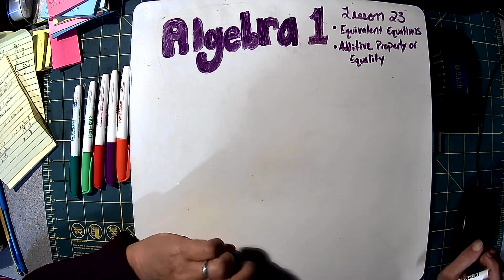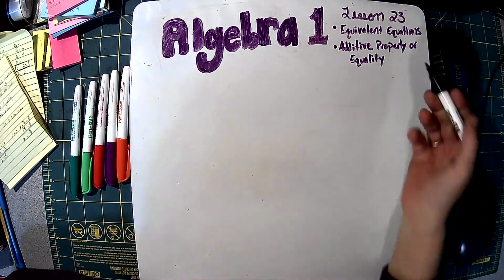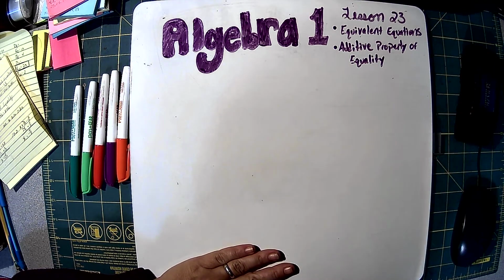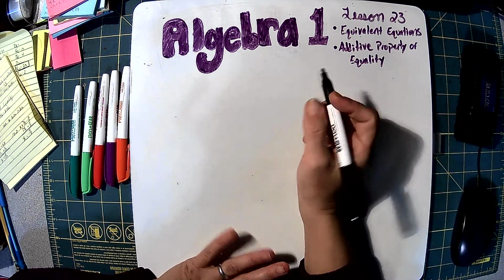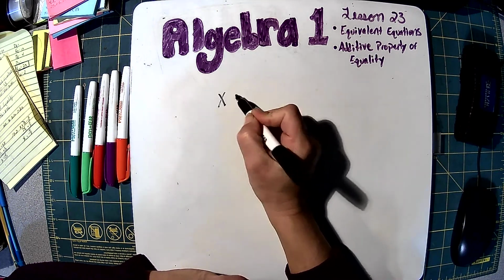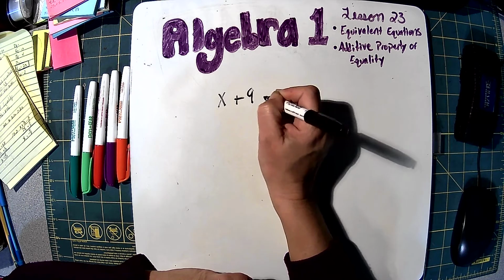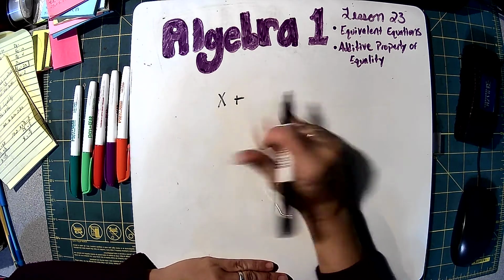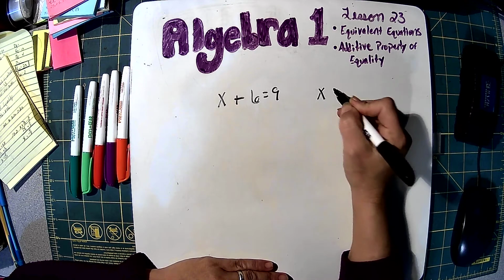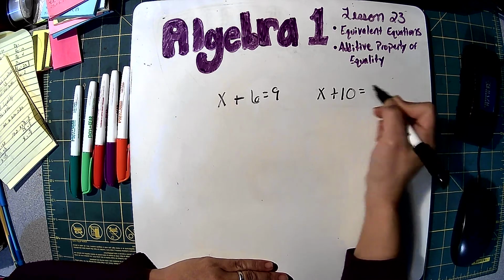Okay, so today, this is Algebra 1, lesson 23. Today we're going to be talking about equivalent equations and the additive property of equality. So, two equations are equivalent if they are equal. Equivalent means equal. So, x plus 6 equals 9, and x plus 10 equals 13.